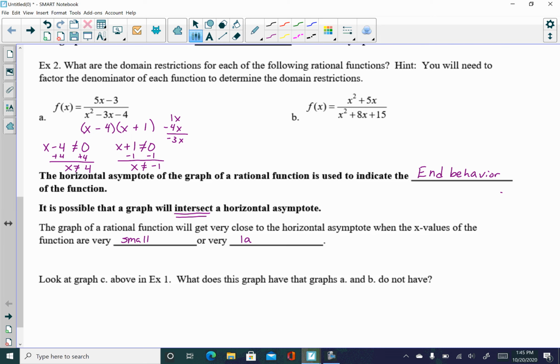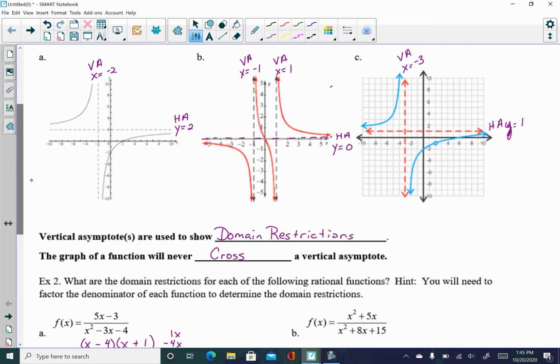or very large. And what I mean by that is if I come back up here and look at these graphs, you see how the graph approaches that horizontal asymptote as it gets really, really small. And here on the right-hand side, as my x values get larger and larger, it's approaching that horizontal asymptote. It doesn't matter which horizontal asymptote I'm looking at, but that's the idea there, okay?